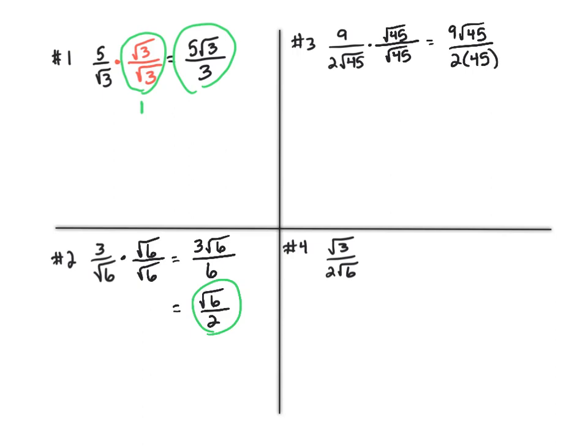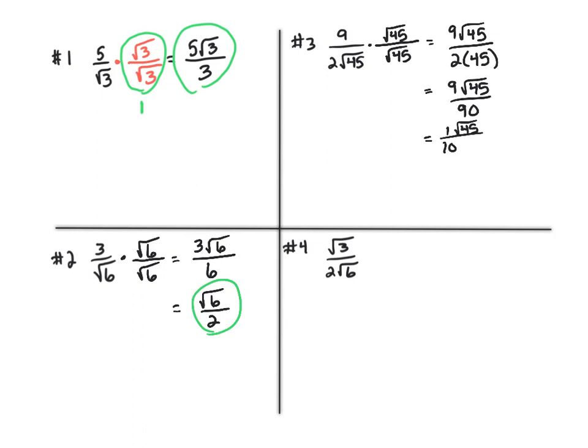And now this one I have to simplify. There's a couple different parts I have to simplify. So first, let's go ahead and multiply that 2 times 45. So 9 square roots of 45 over 90. And I know 9 over 90 reduces to 1/10. And I still have that square root of 45.